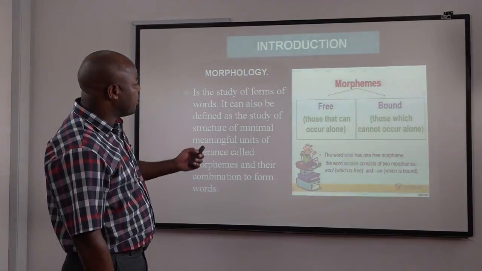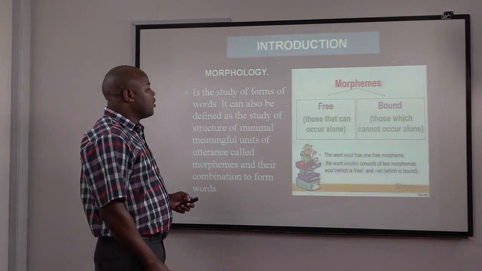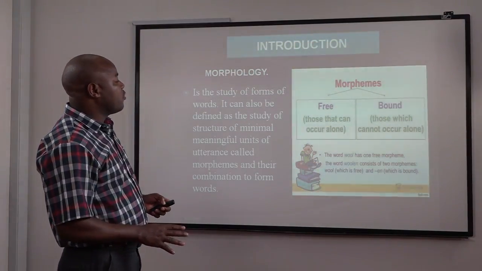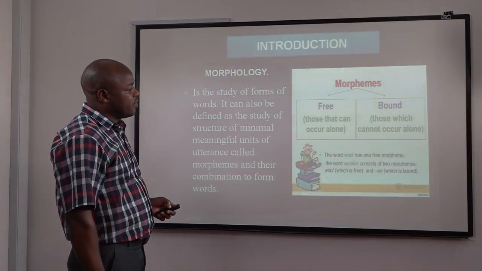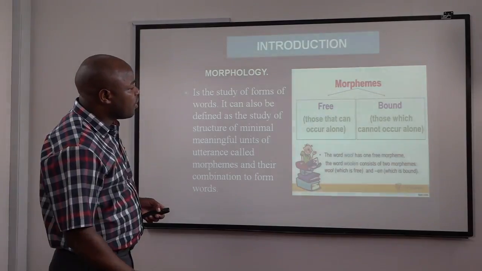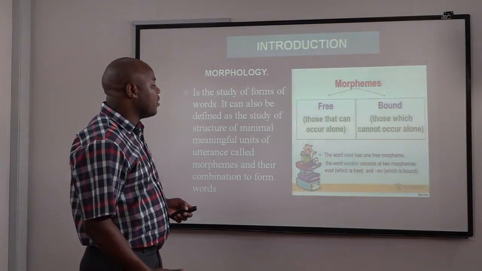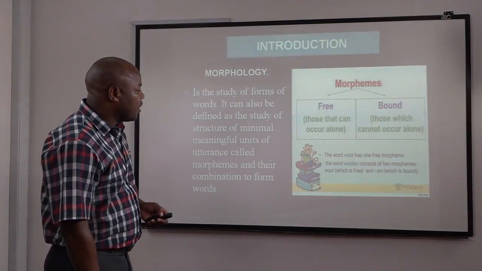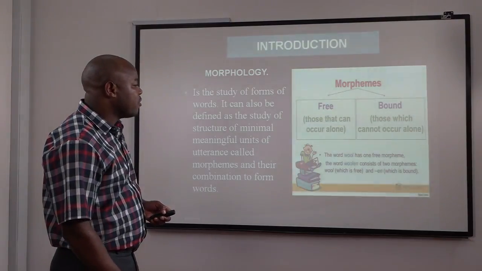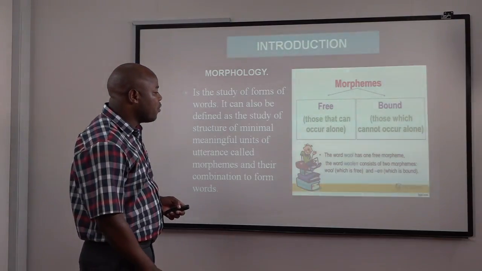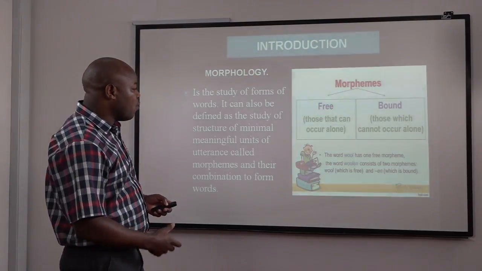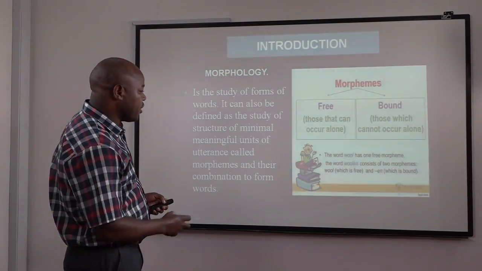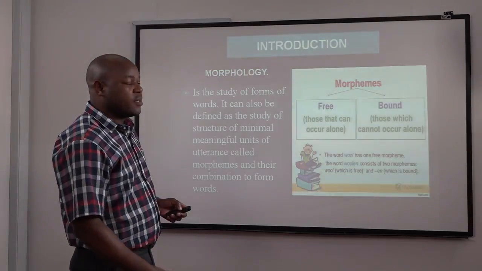You can now see free morpheme, we are talking of those morphemes that can occur alone in a sentence. Bound morpheme, those which cannot occur alone. For example, the word wool has one free morpheme. The word woolen consists of two morphemes: wool, which is free, and en, which is a bound morpheme.